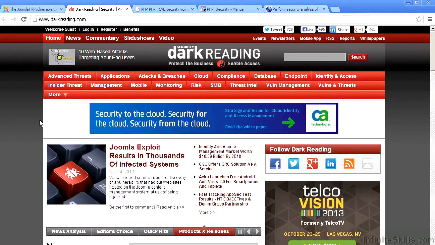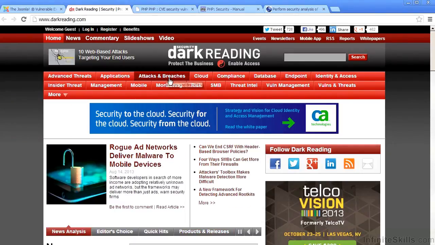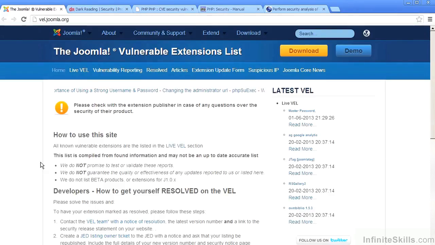Darkreading.com is an excellent website to give you more information about the various types of threats, attacks and breaches, cloud considerations, database, insider threats, mobile, monitoring, risk assessment, and that sort of thing. Finally, in terms of open source software, what I would advise you to do is to go to the actual website for the open source project itself. In this example, we're looking at the Vulnerable Extensions List documentation for the Joomla open source project.